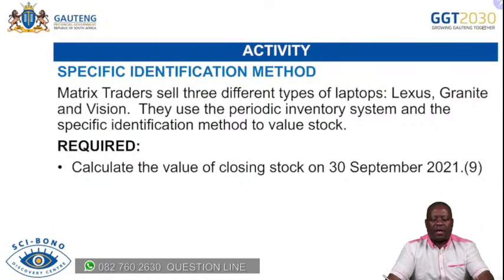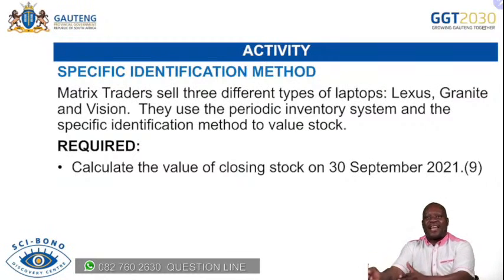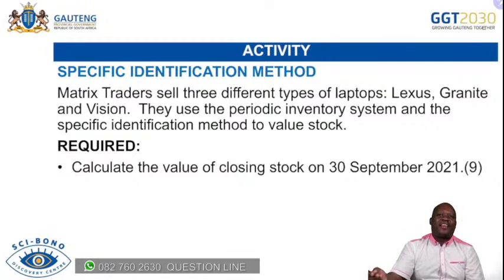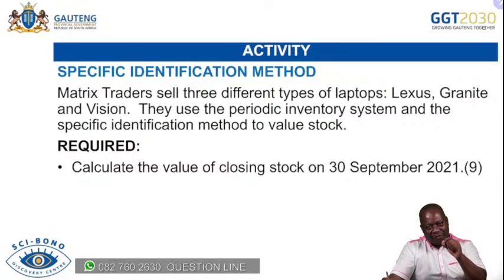Matrix Traders sell three different types of laptops. There is the Lexus, Granite, and Vision. They use the periodic inventory system and the specific identification method to value stock. So it means they are going to have a physical stock count at the end of the period, and then they value those items using specific identification. So they need to specifically identify which one we are dealing with.